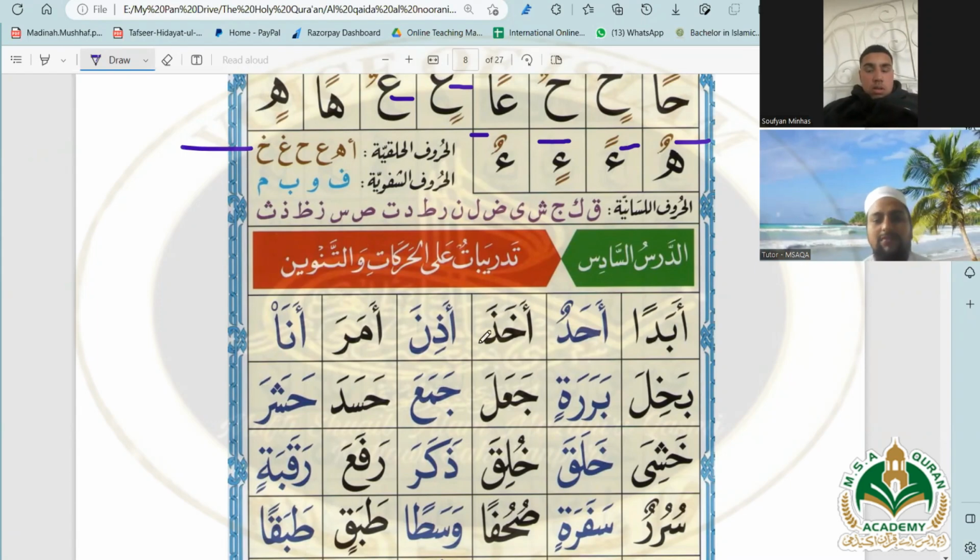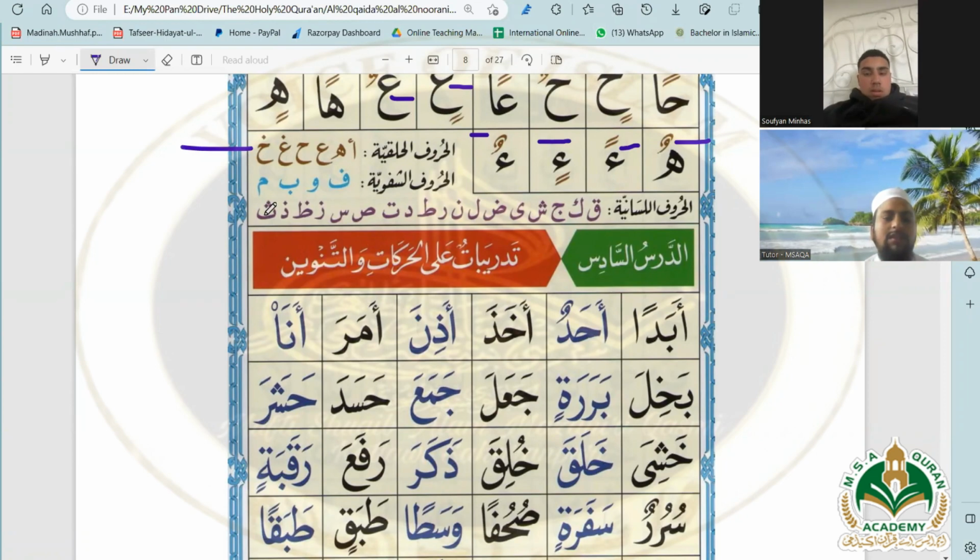Abadan, ahadun, akhadha, adina, amara, ana. How to pronounce: hamza fatha a, ba fatha ba, aba, dal fathatain dan, abadan. You have to keep doing it. Read the next letter and then repeat from the beginning. Almost these words have 3 letters. So hamza fatha a, ha fatha ha, aha, dal dhammatain dun, ahadun. Akhadha: hamza fatha a, kha fatha kha, akha, dal fatha dha, akhadha. Adina: hamza fatha a, dal kasra di, adi, noon fatha na, adina. Same for amara, ana.